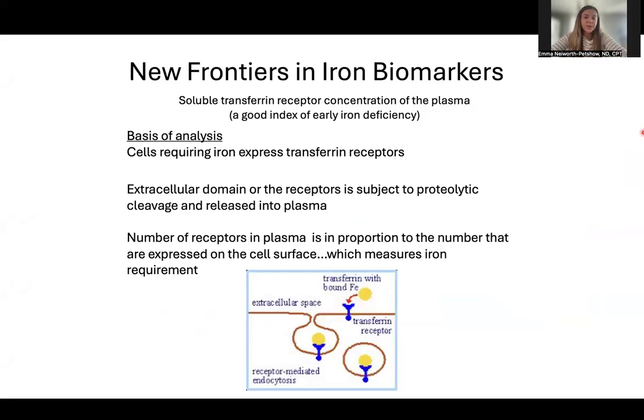Now, soluble transferrin receptor concentration in plasma is a good index of early iron deficiency. The basis of the analysis is that cells require iron to express transferrin receptors, and the extracellular domain of the receptors is subject to proteolytic cleavage and is released into plasma. The number in plasma is therefore proportional to the number expressed on the cell surface, which measures iron requirements.